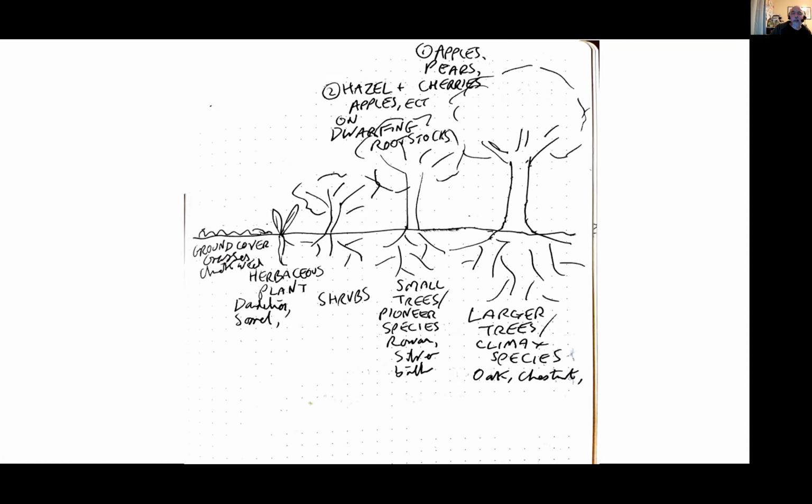So things like hazel, which tend to be smaller, and I'll put apples, etc. on dwarfing rootstocks. When I say dwarfing rootstocks, what do I mean by that? Anyone familiar with that? It's when we graft our apple on some kind of tree that is much smaller, so it will not grow so large.